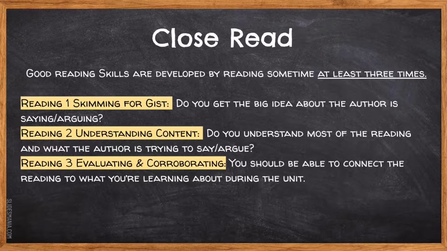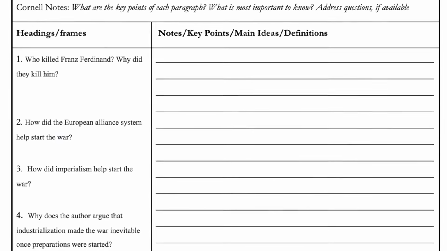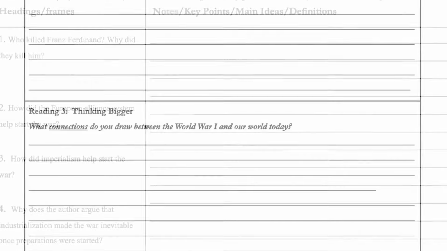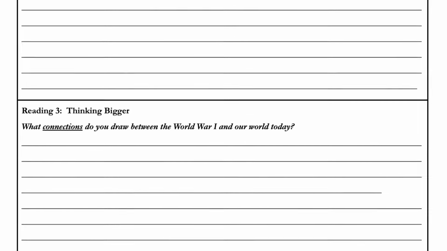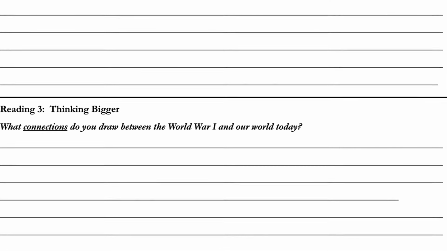So whenever you get a text for this class, you're going to want to read it 3 times. The first time, you're going to be skimming for the gist. The second reading is when you read it to actually understand the content. And then finally, the third time you read a piece of text is you're trying to corroborate things based on what you already know and what you plan to learn with that unit.